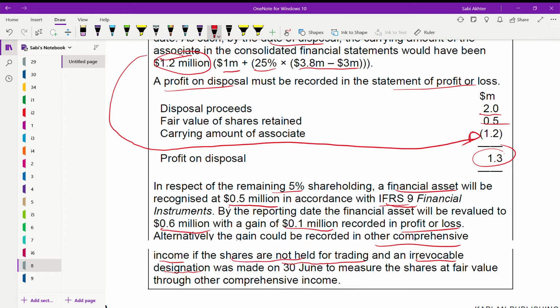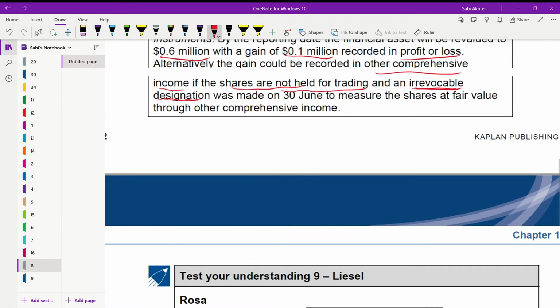Number one reason, because these are shares. And also if there's an irrevocable designation, or irrevocable election, that means you cannot change it, you cannot reverse it back. Once you have made that election to recognize gain or loss in other comprehensive income, you always have to recognize it there only. You cannot reclassify to profit and loss. Okay, so that's it for this test your understanding.